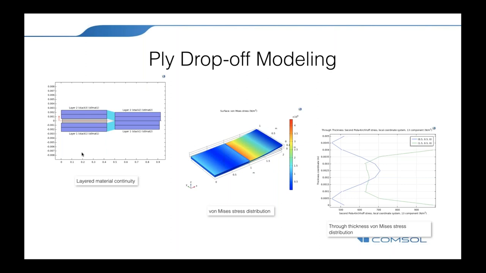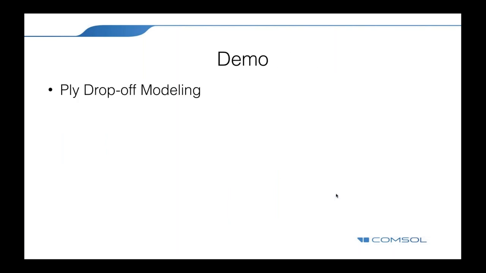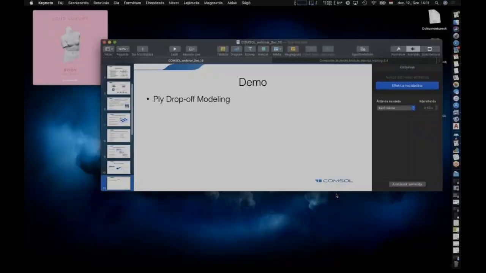We have some nice pre-processing tools to visualize the layout of the stacks of the composite materials. We also have some nice post-processing tools like the through thickness plot, where you can plot the stress distribution in the vertical direction through the thickness of the composite material. This will be our first demo, showing how to do this in COMSOL Multiphysics.